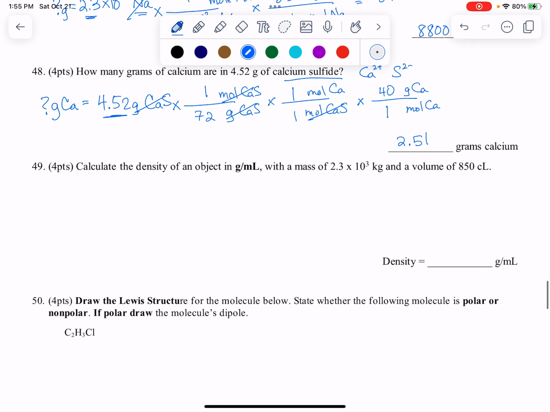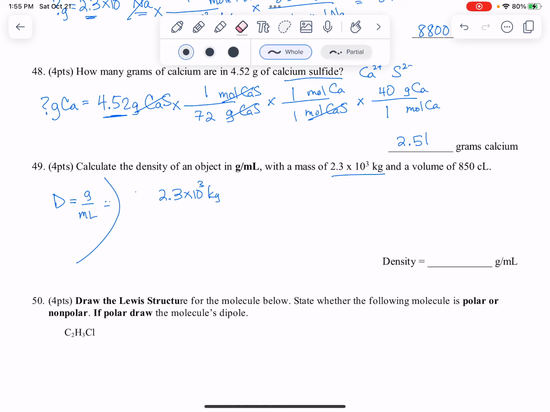Number 49, calculate the density of an object in grams per milliliter with a mass of that many kilograms and a volume of that many centiliters. So the density is grams per milliliter. So I'm going to have to take kilograms to grams, so let's do that first. 2.3 times 10 to the 3rd kilograms. So that's my problem. So how many grams?